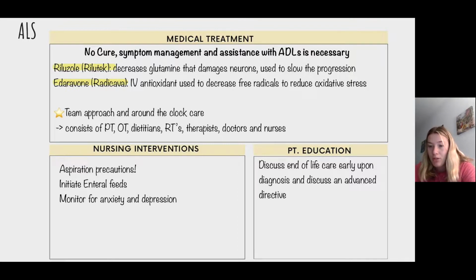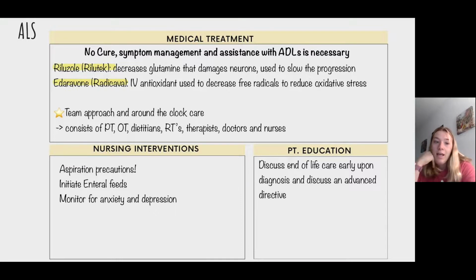We really need a team approach and around-the-clock care. As this disease progresses, these patients won't be able to bathe themselves, care for themselves, brush their teeth, or move. So we're going to grab a whole entire team together to care for these patients. There are 2 medications we can use. We can give them riluzole. This helps to slow the progression, but it won't stop the progression. We can also give them edaravone. This helps reduce oxidative stress because we don't want to further damage those neurons.